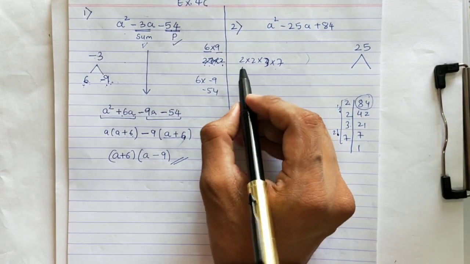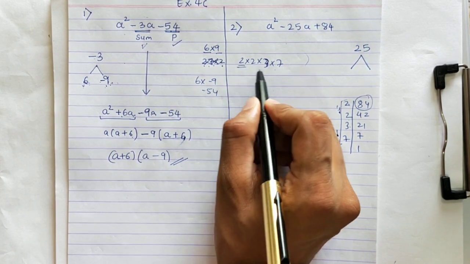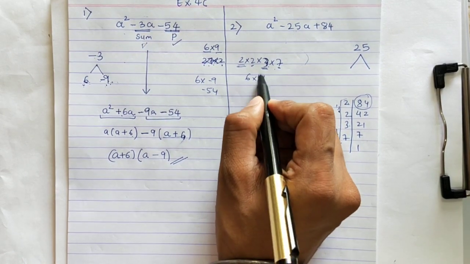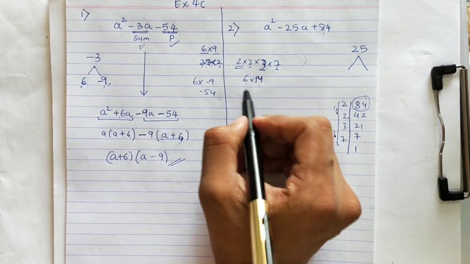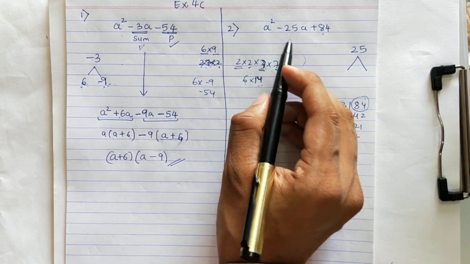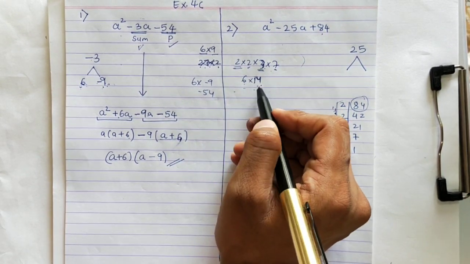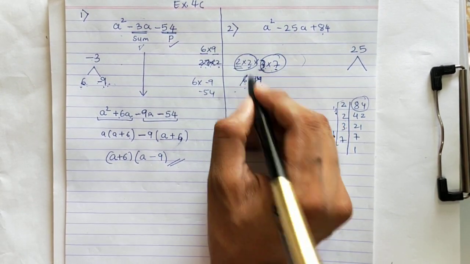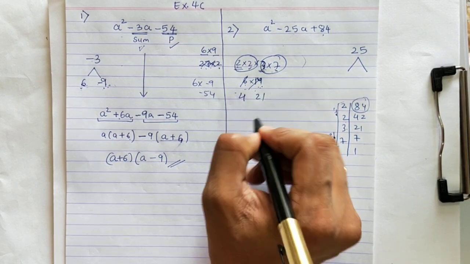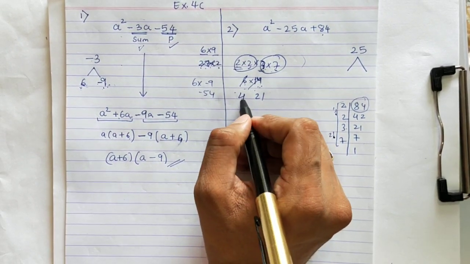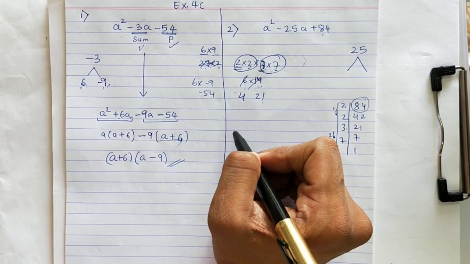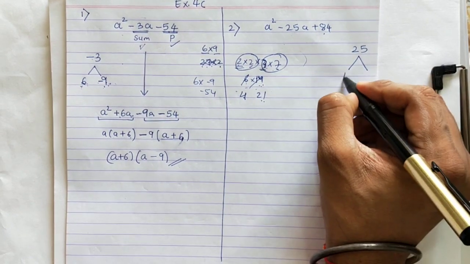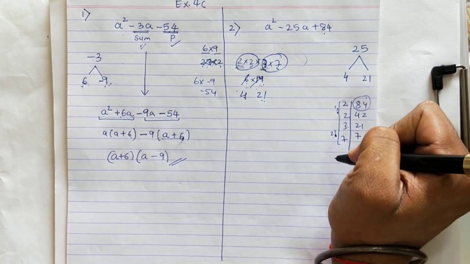Okay, from here you can check like this. See, let's say I take 2 and 3, so 2 3s are 6 and 2 into 7 is 14. I'll check. 6 into 14 is 84, but when I add 6 plus 14, do I get minus 25? No, it is not possible. So these numbers are discarded. I took the first two and the second two. 2 into 2 is 4, 3 into 7 is 21. You see, if I add 4 plus 21, I will get 25. And when I multiply 4 into 21, I will get 84. So my factors are 4 and 21.